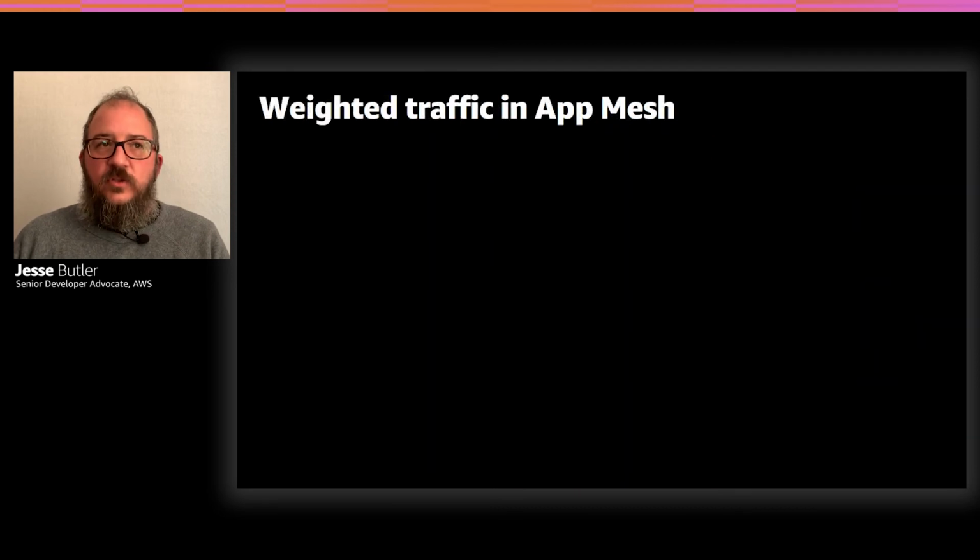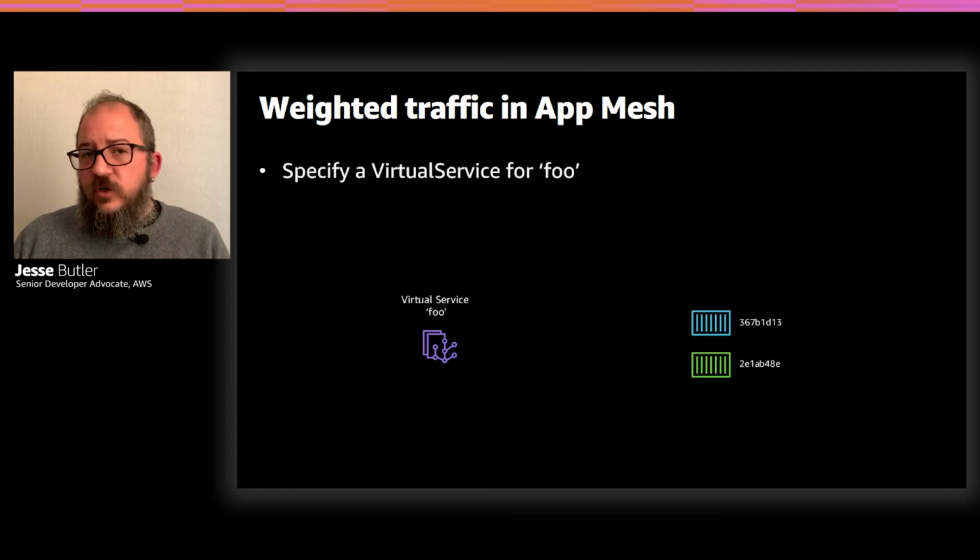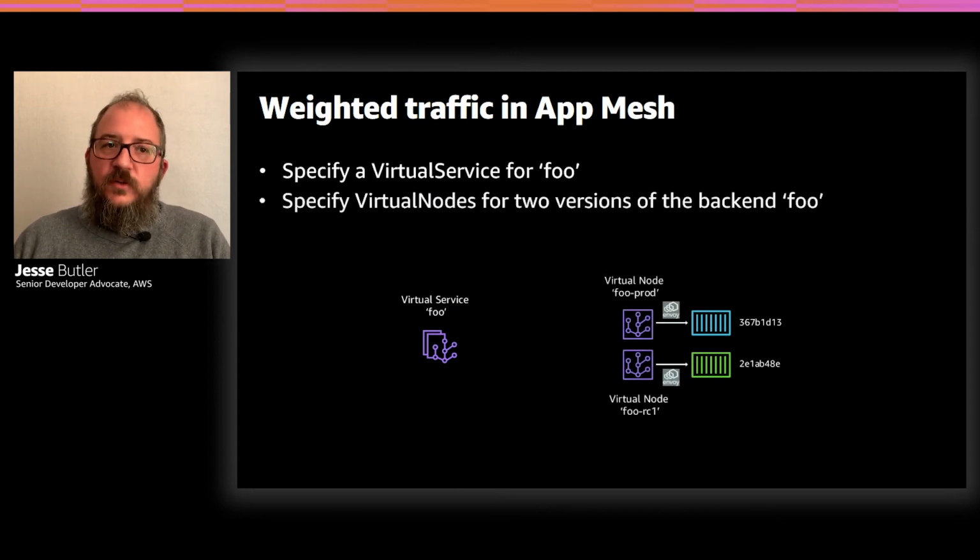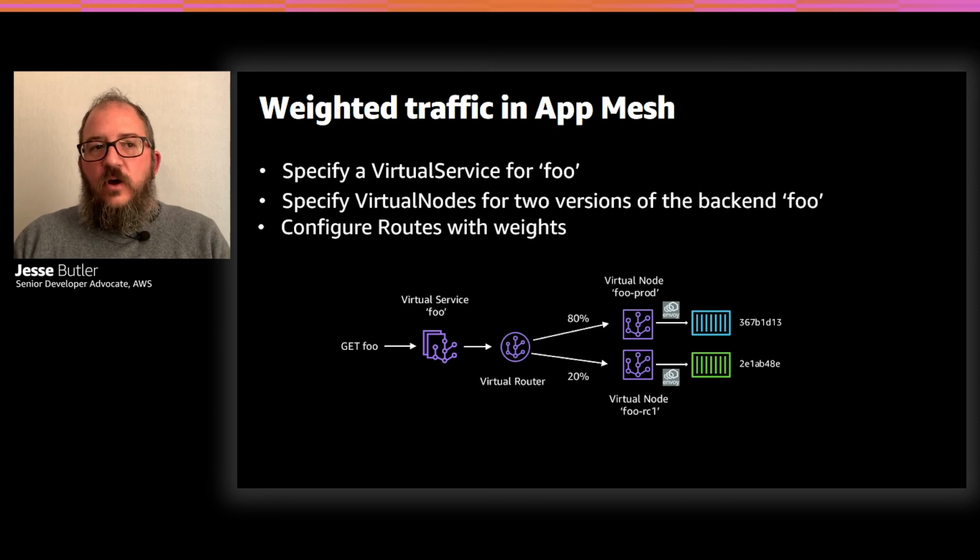So let's look at an example. We have weighted traffic, which is what we're interested in. So we define a virtual service named foo for the foo service, and we have two different versions here, blue and green. And we define virtual nodes representing both of those. So say we'll call one foo prod and the other one release candidate 1. And then we define a virtual router. Now, all of the stuff here in purple, the service, the router, the nodes, that all becomes configuration that Appmesh will then turn into Envoy configuration, and it will inject into the Envoy proxies that are running and handling the traffic for your pods.